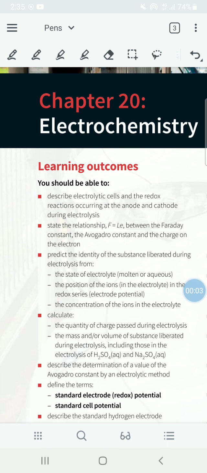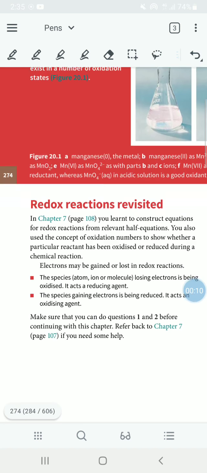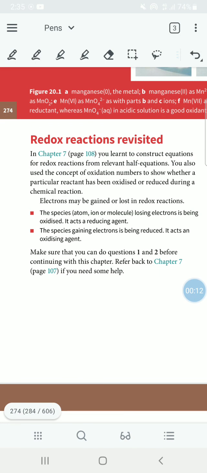Chemistry chapter 20, electrochemistry, video 1. Obviously we are talking about electricity and how electricity is related to chemical reactions that take place, and how reduction and oxidation results in the transfer of electrons. That is basically what we are going to learn about.